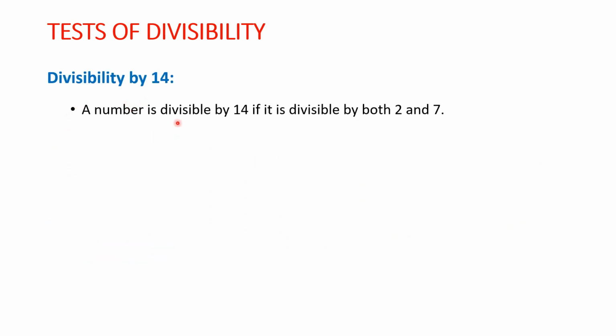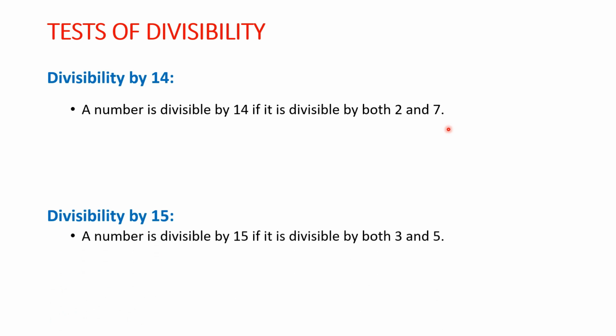Divisibility by 14. A number is divisible by 14 if it is divisible by both 2 and 7. So, to find whether the given numeral is divisible by 14, first we have to find whether the given number is divisible by both 2 and 7. If it is divisible by both 2 and 7, then the given numeral is also divisible by 14.